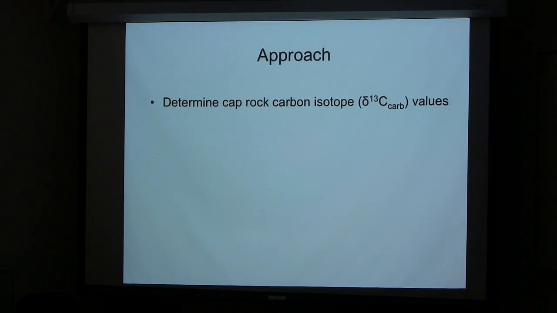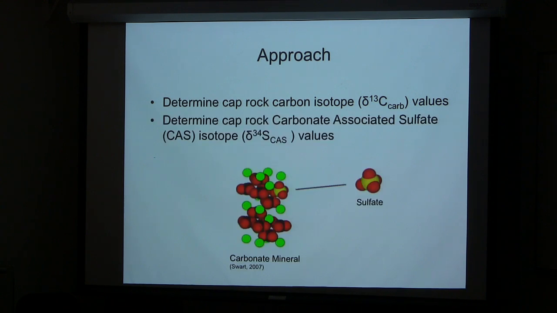So in order to meet our study objectives, we wanted to determine caprock carbon isotope values. We also looked at caprock carbonate associated sulfate sulfur isotope values. And carbonate associated sulfate, or CAS, is a trace sulfate that gets incorporated within the carbonate mineral crystal lattice upon carbonate precipitation. CAS has been shown to accurately record the isotope composition of the pore waters concurrent to this carbonate precipitation, as well as preserve this signal very well within the carbonate rock record. And so this really serves as just an excellent proxy by which to identify sulfate reduction within the system.